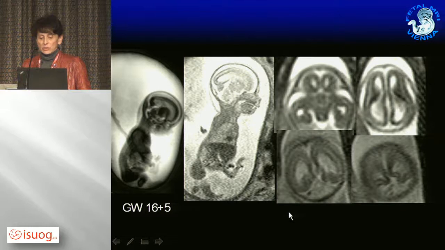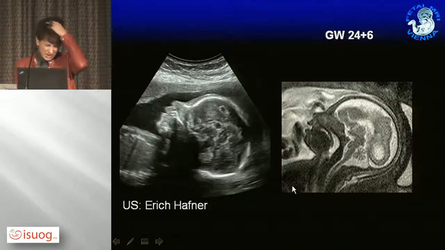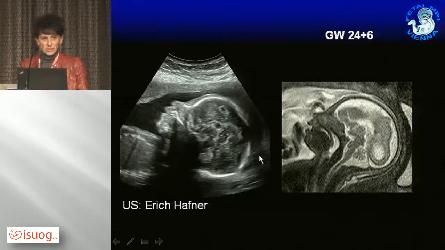Okay, this is nothing new, and the next case is also nothing new, because Rabbi told me he wanted me to show another case of, well, of what? You have to do the diagnosis because I've forgotten what it is, yes? Because this is already part of the quiz. Yes, Erich Hafner, who is also a level 3 sonographer, did this ultrasound. We did the MRI. There is no corpus callosum.